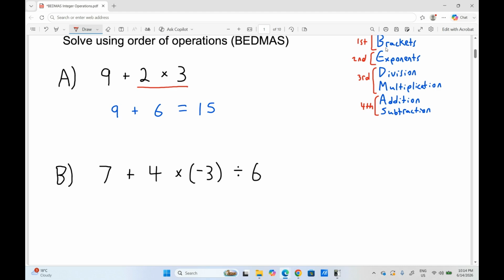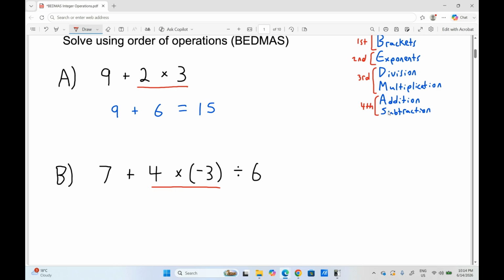Now notice how for BEDMAS, division actually comes before multiplication. But when we solve a question, notice how when I put third for division and multiplication, I place division and multiplication both as third for the order. For division and multiplication, you actually solve what's coming from the left-hand side first. So what that means is I go from my left-hand side and I scan. Since multiplication came first from the left-hand side, I actually would just solve 4 times negative 3 first before solving for negative 3 divided by 6.